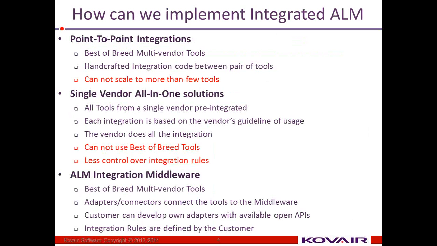So next, how can we implement integrated ALM? There are three options. First one is a point-to-point integration where you can use the best-of-breed multi-vendor tools and design your own handcrafted integration code between the pair of tools. But the problem here is you cannot scale to more than a few tools. So point-to-point works fine as long as you're integrating 2 or 3 tools. But whenever it goes beyond 3 tools, it becomes very complex to maintain it.